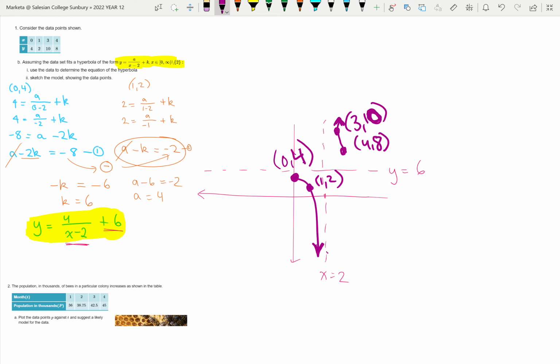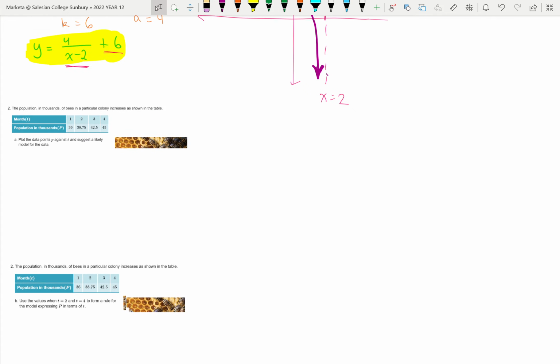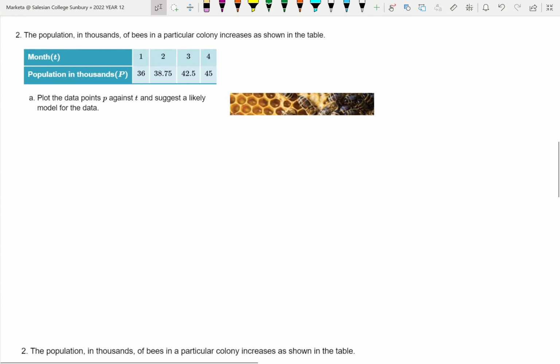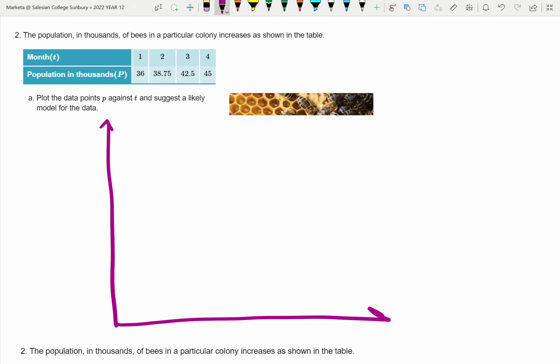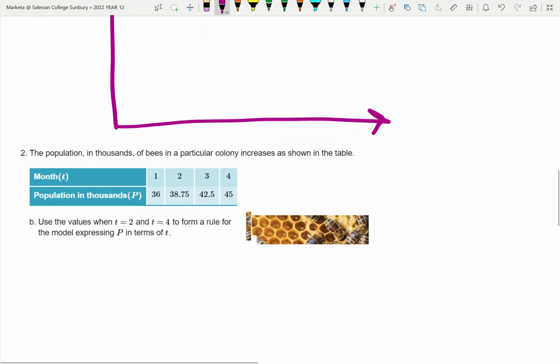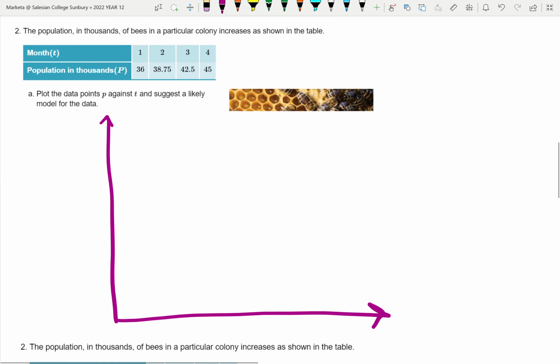Okay, so that takes care of question 1. Let's look at question 2. The population in thousands of bees in a particular colony increases as shown in the table. Plot the data points P against T and suggest a likely model for the data. It would be nice if we did it on graph paper, but you could draw it on your CAS, or we'll just sketch it here. I think the important part is not so much drawing it, but finding your equation for it, which I'm sure they will ask us to find a rule.